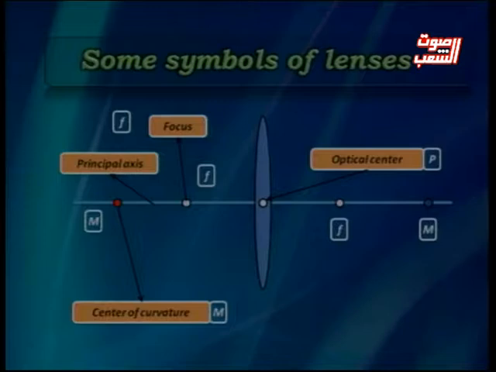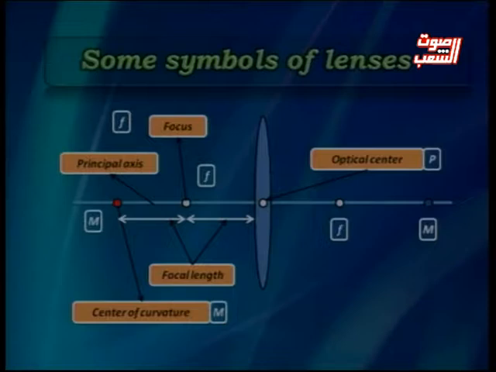Very good, student. So any lens has two foci, and it has two centers of curvature. Why does that happen? Because it has two surfaces, one on the right-hand side and the other on the left-hand side. And we have these distances here. The distance from the optical center to the focus is equal to the distance from the focus to the center of curvature. That's called the focal length. Again, this is the distance from the optical center, the midpoint of the lens, to another point, the focus. So the focal length is the distance between these two points.